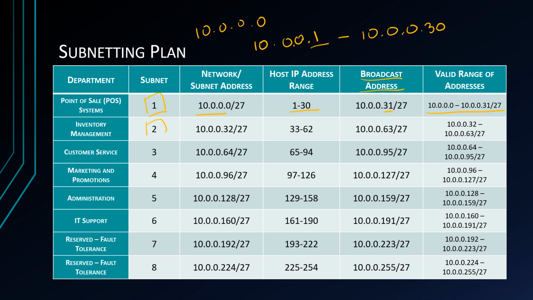And then it just repeats for each one. It starts with 32, since we can't overlap with 31. The host IP address for this subnet would start off with 10.0.0.33 all the way to 62, and so on and so forth. So here we've ensured that there's no overlap, and that's how we make it all the way to 10.0.0.255 for all 8 subnets for this.